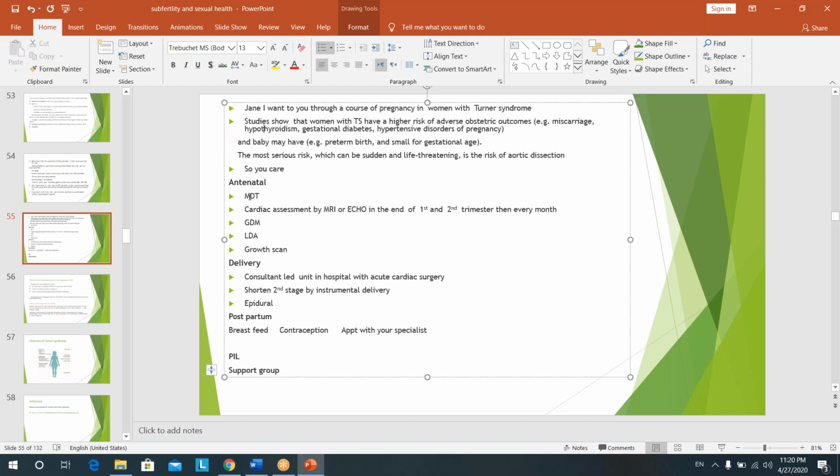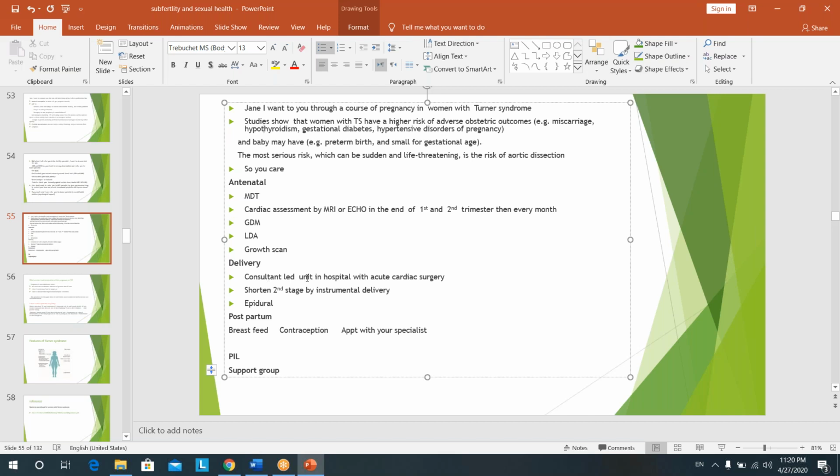So your care will be under a group of doctors when you become pregnant. What I mean is, your care will be under a group of doctors, which includes an obstetrician, a doctor specialist in heart disease, and a specialized nurse. You will be offered assessment of your heart by MRI and echo in the first trimester and second trimester. Then every month you will be screened for gestational diabetes. You will take low dose aspirin to prevent something called preeclampsia. You will be offered growth scans.